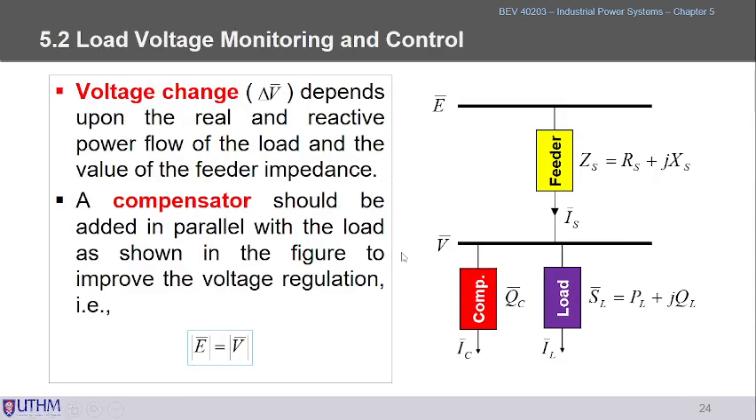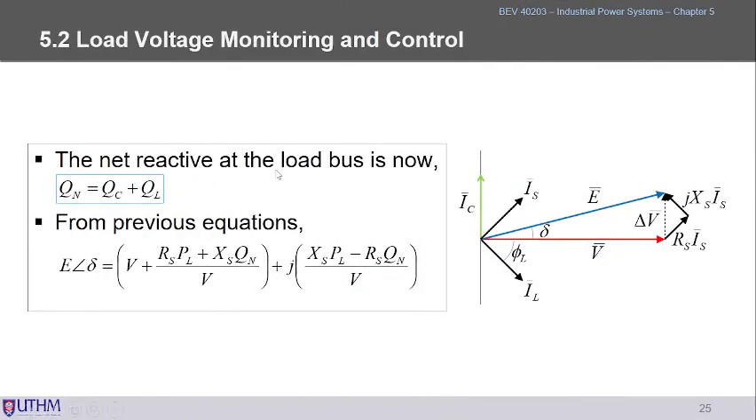And of course, if we want to make the voltage at the load terminal here equal to the E here at the incoming terminal, we need to use the compensator, just to compensate back the Q, whatever Q is lost here. So that's why our E is equal to the V. Now we try to find how much Q we need to have in our system so that we can correct our V to E. So this is the Qn. Qn is the net reactive power at the load bus. Now Qn is equal to Qc plus QL. QL is from the load, and QC is the compensation Q.